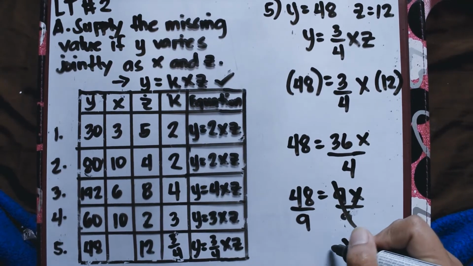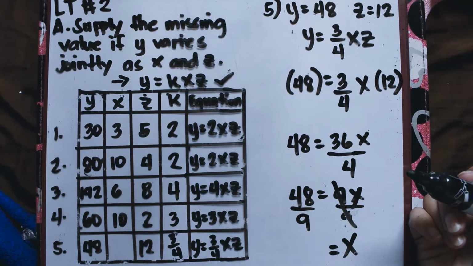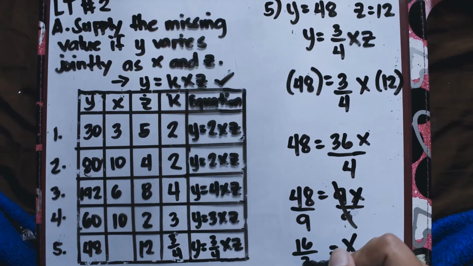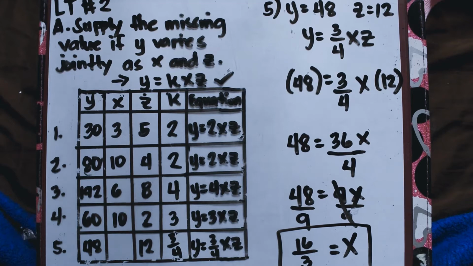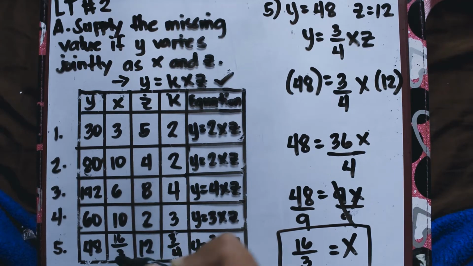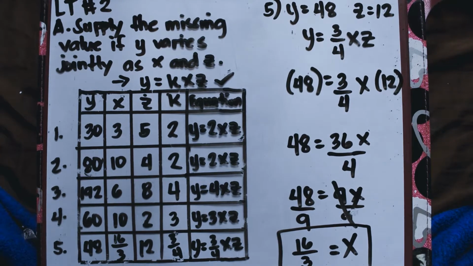So, our x now will be, divisible ba yan? So, hindi, di ba? So, i-reduce na lang siya natin into lowest term. So, we have 16 over 3. So, ito na po yung value natin ng x. So, we have 16 over 3. Di ba? So, ilalagay ko na dito, 16 over 3. Ayan. So, doon po nagtatapos yung pagsasagot ng ating learning task number 2.